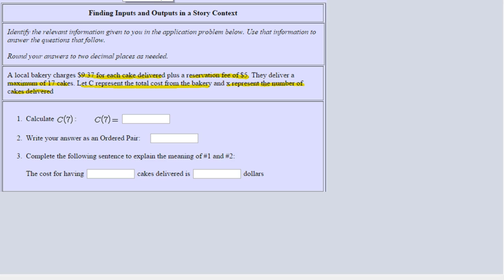So let's write our formula first. We're told that X represents the number of cakes delivered. I'm going to start by identifying my variables. X is the number of cakes delivered, and C of X is the total cost for X cakes.